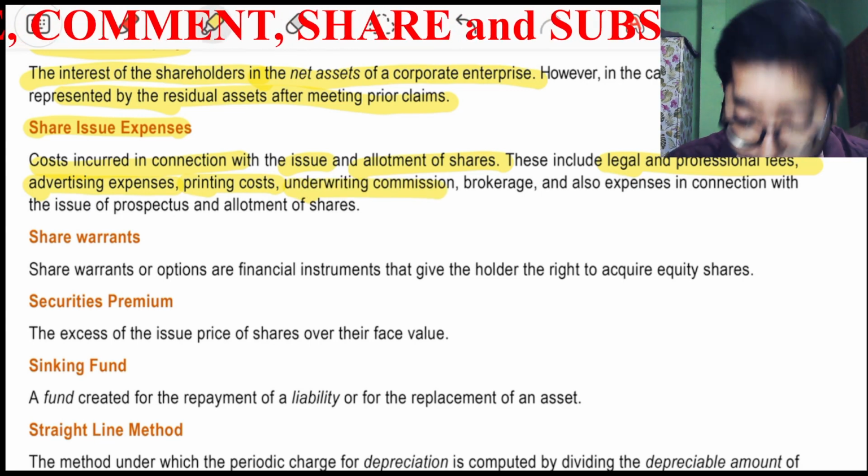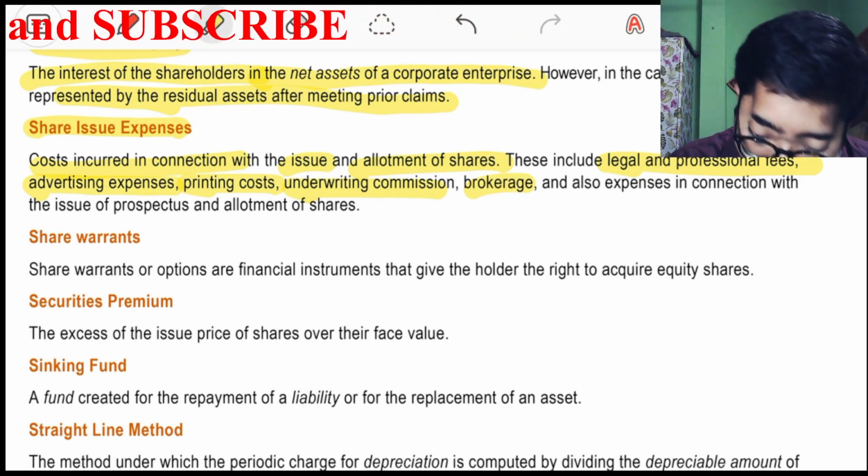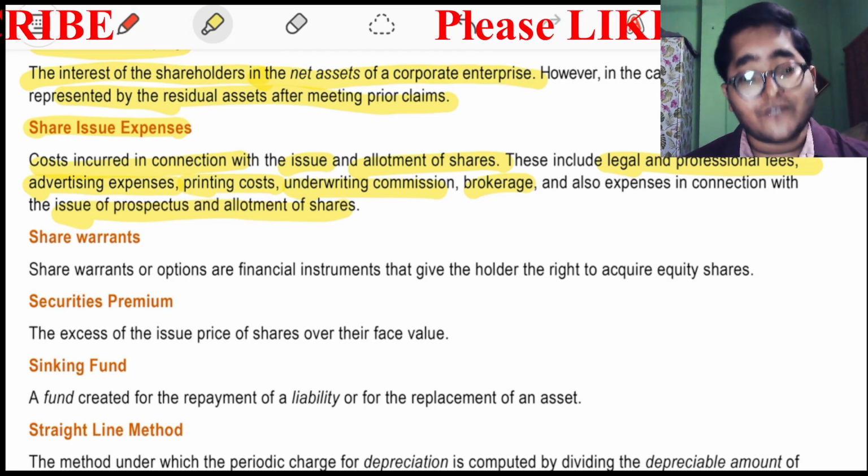Underwriting commission, brokerage, and also expenses in connection with issue of prospectus and allotment of shares.